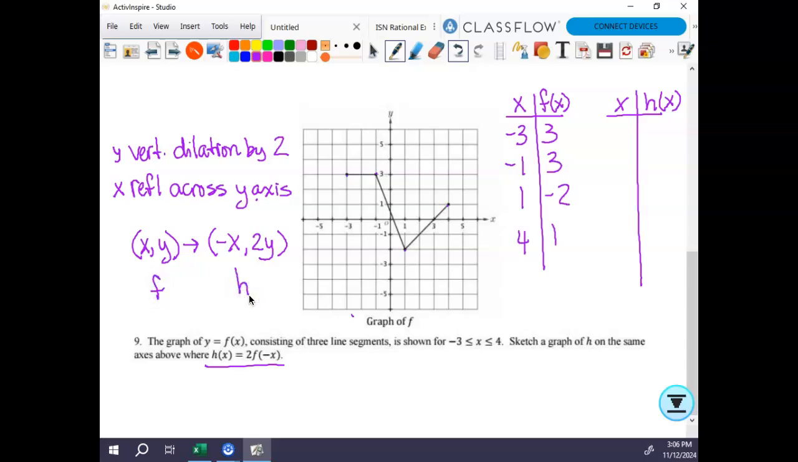So basically every x value from f, we just change the sign, so this becomes 3, 1, -1, -4. And then all the y values get doubled, so this is 6, 6, -4, and 2. Then I plot those points. Go to 3, 6, 1, 6, -1, -4, and -4, 2. Then I can connect the dots.